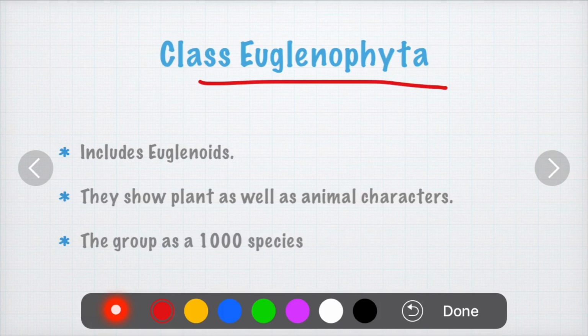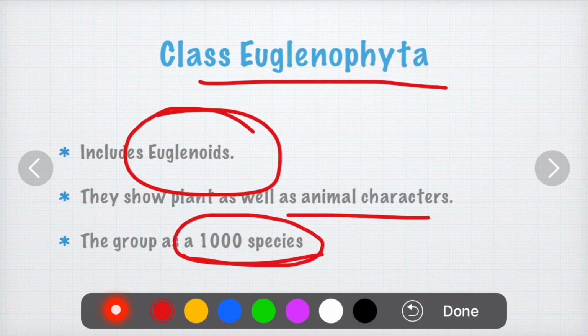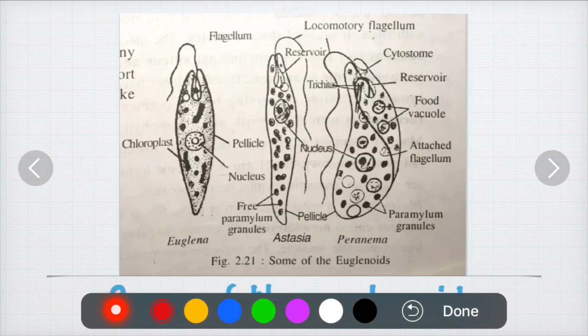The class Euglenophyta is called Euglenophyta because it consists of all the euglenoids. So that's why the name is Euglenophyta. The Euglenophyta show both plant features as well as animal features. They show the characteristic features of plants. They show the characteristic features of animals. That's why they are called the connecting link between plants and animals. Till now, 1,000 species have been identified under the Euglenophyta. This picture shows some examples of the Euglenophyta, that is Euglena, Astasia and Peranema.